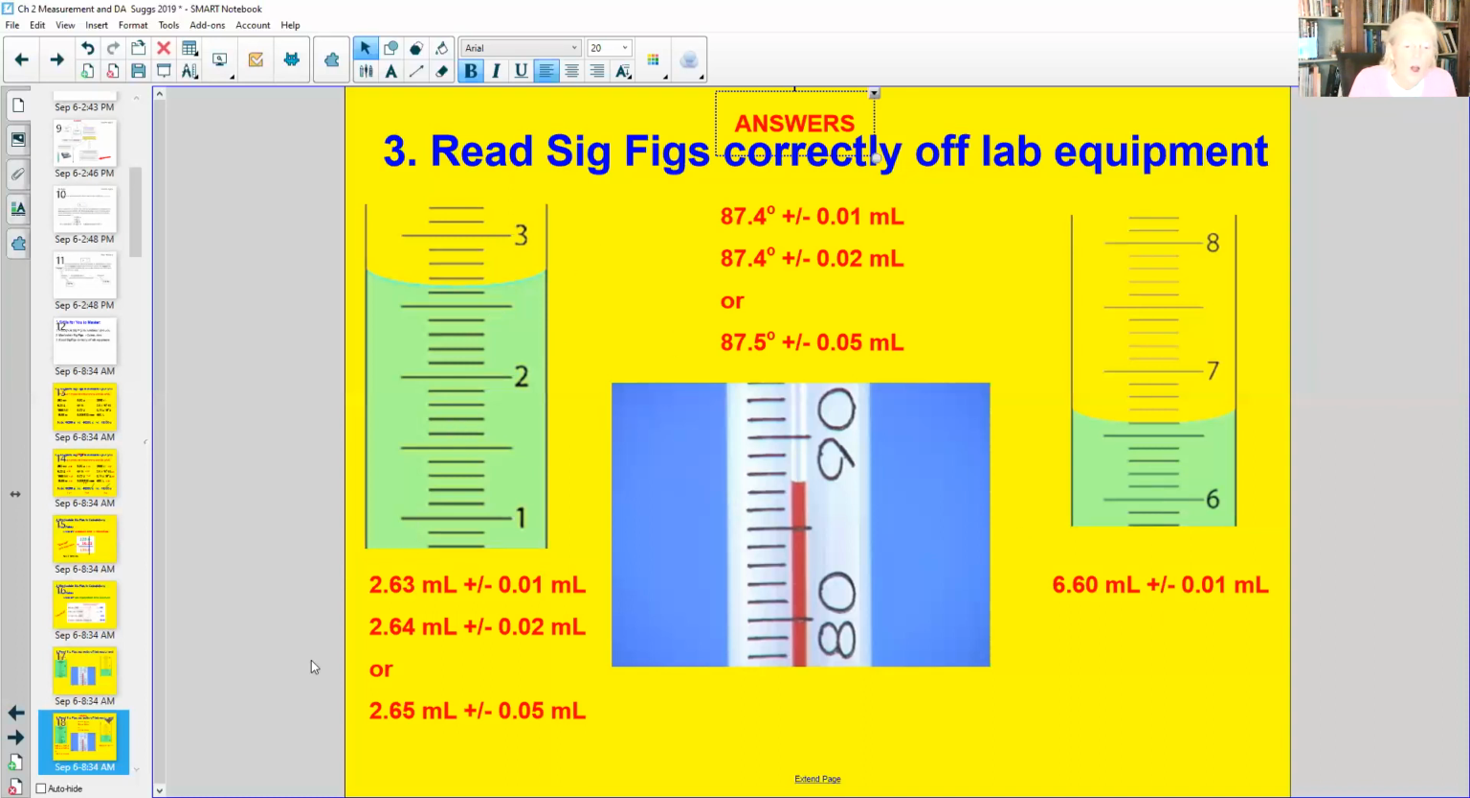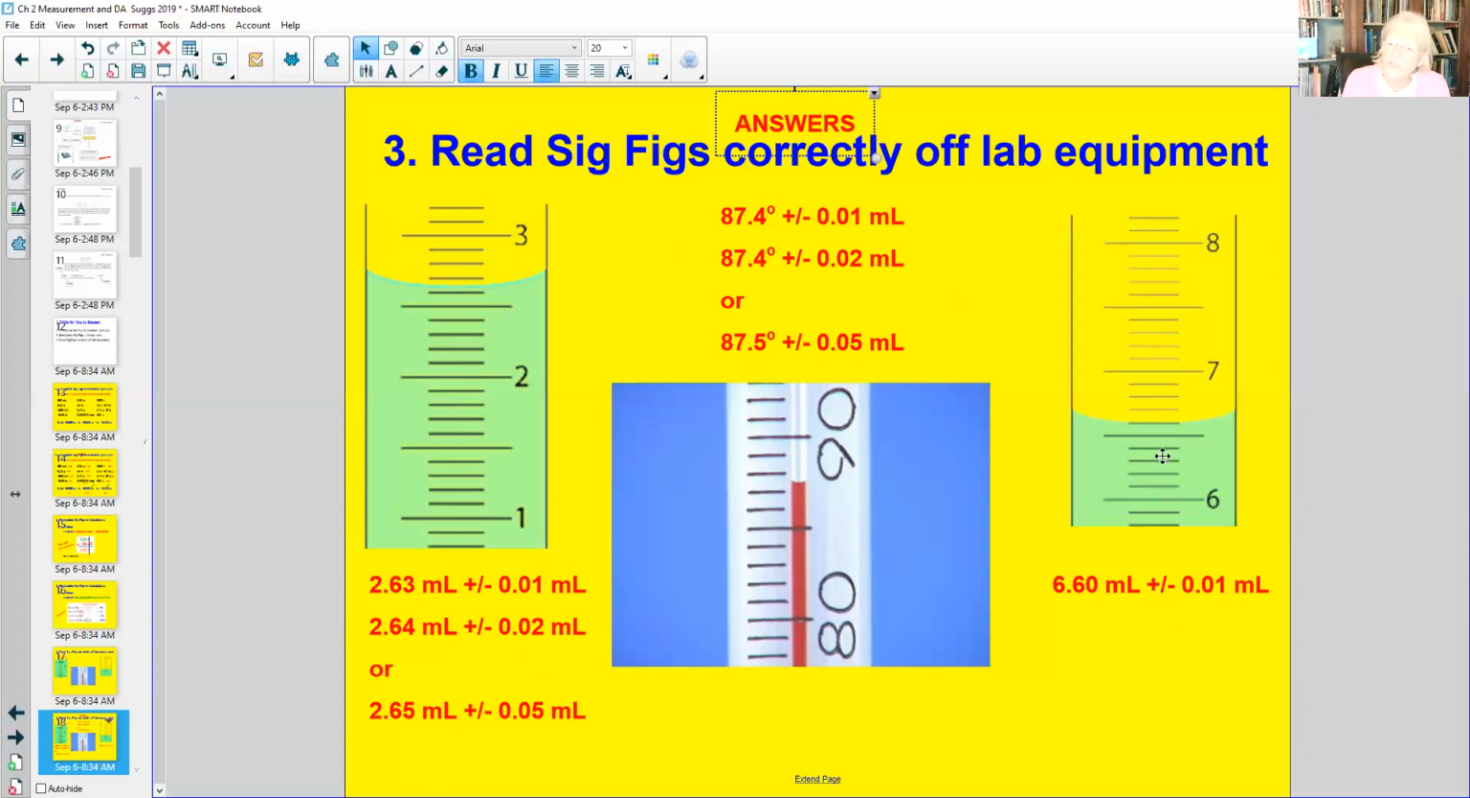So here, all of these answers agree that the number for the measurement is 2.6, and we're guessing 1 uncertain digit. We can disagree on the uncertain digit, but not in the certain digit. We all have to write 3 sig figs for the measurement of this volume. Here, we all agree that the temperature is in between 87 and 88. So we can guess that next digit. So all these temperatures are the 3 sig figs.